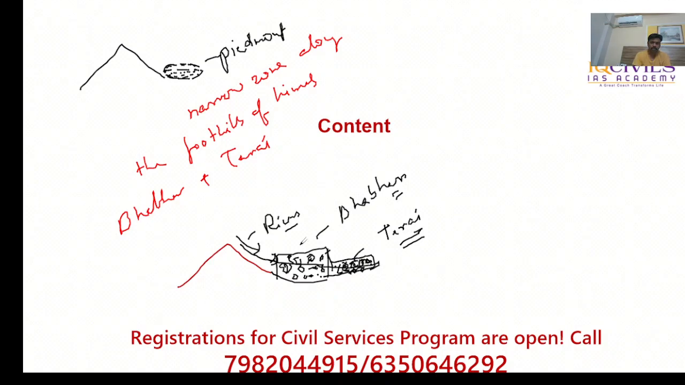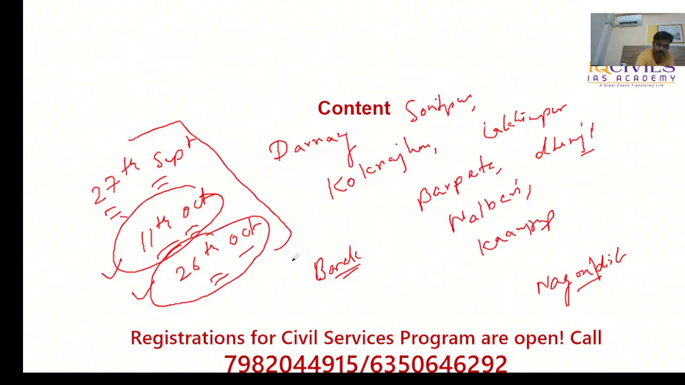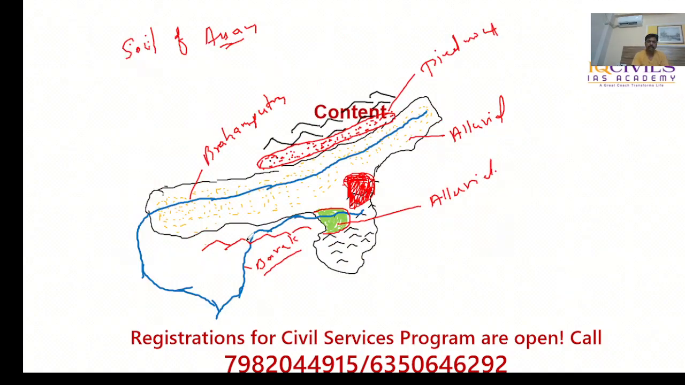So Piedmont soil consists of both. Here Piedmont soil consists of both Bhabar and Tarai. Okay, Bhabar and Tarai are deposited in the Brahmaputra Valley, belt of Brahmaputra Valley in the northern part. As I have shown you in the diagram, you can again see this area. This area is basically the zone of Bhabar and Tarai, isn't it?